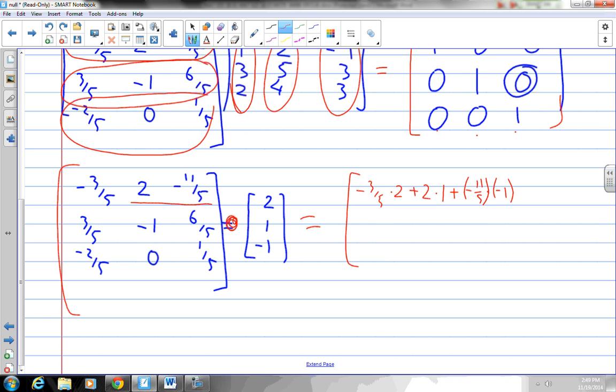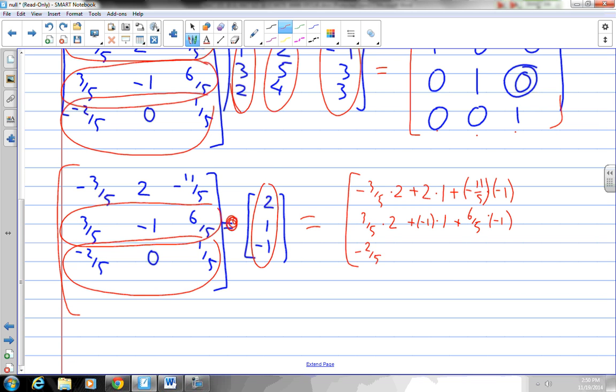And then I have to do this row by that column. So that's 3/5 times 2 plus negative 1 times 1 plus 6/5 times negative 1, whatever that is. And then I have to go this row times that column. So that's negative 2/5 times 2 plus, well, 0, and then plus 1/5 times negative 1. Whatever that is, that'll be my solution. Because I'll get my identity matrix on this end, and then something else on the other end. So I'm done. So whatever that is, it's negative 6/5, right?